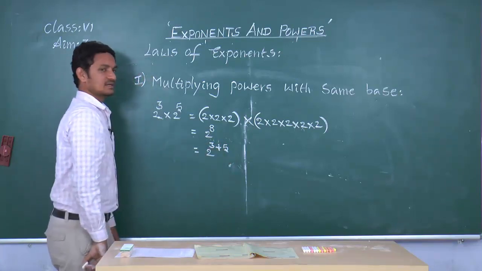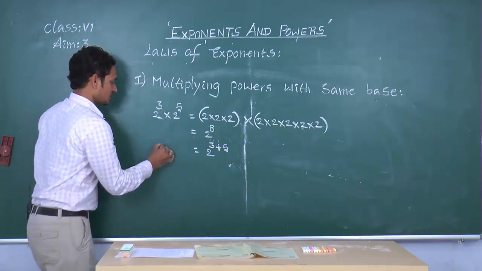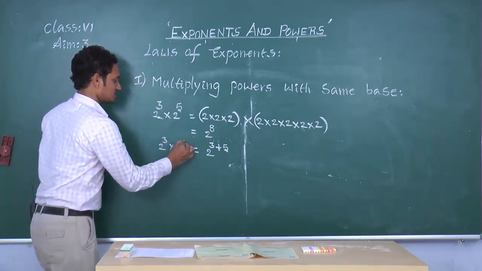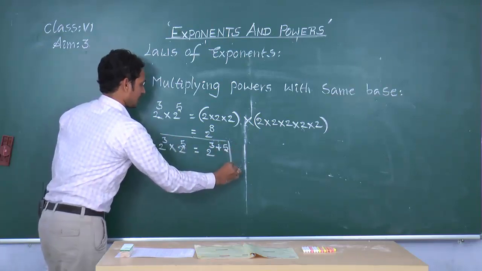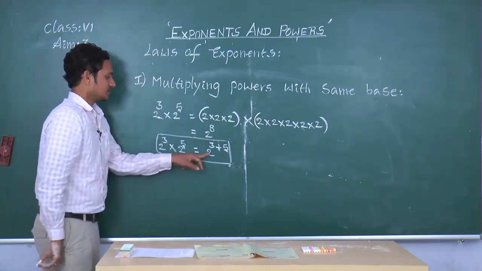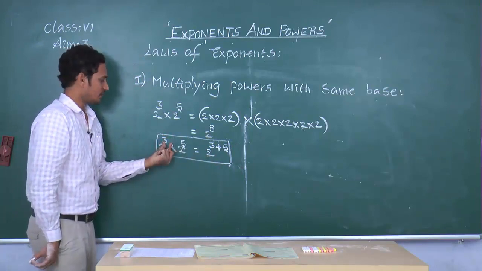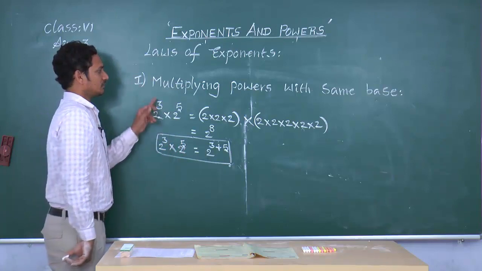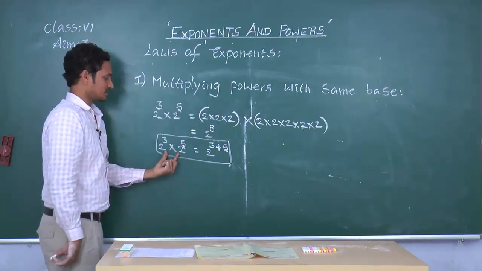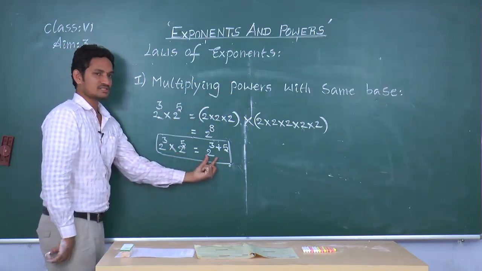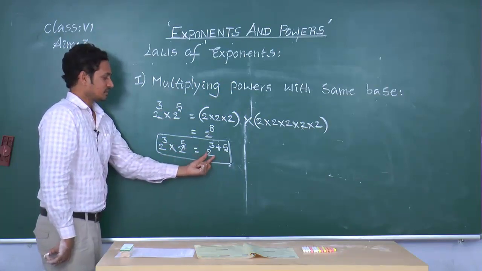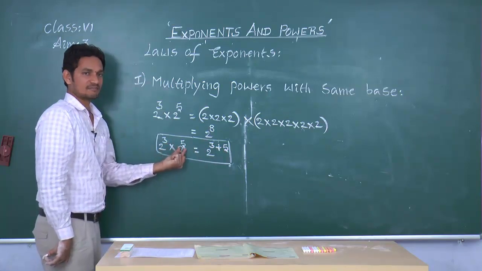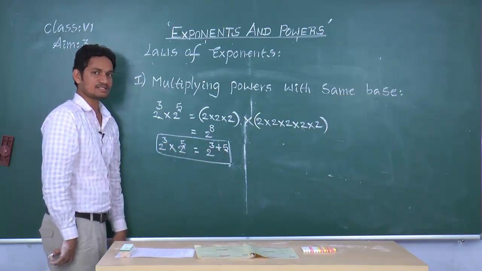So finally, what is the observation? Whenever you multiply powers with the same base, we can write it as 2 power sum of those powers. So here, multiplying powers with the same base, we can observe the result is always that powers must be added. Here 3, here 5. It must be added as 3 plus 5.